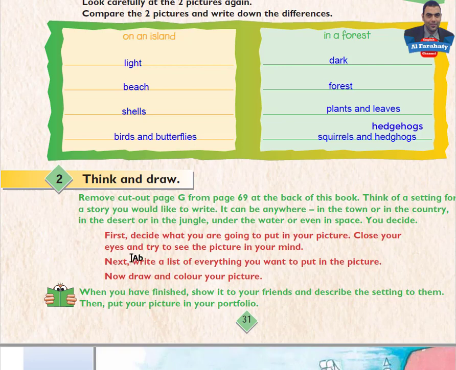Close your eyes and try to see the picture in your mind. Next, write a list of everything you want to put in the picture. Now, draw and color your picture. When you have finished, show it to your friends and describe the setting to them. Then, put your picture in your portfolio. Now, I'll show you the page.